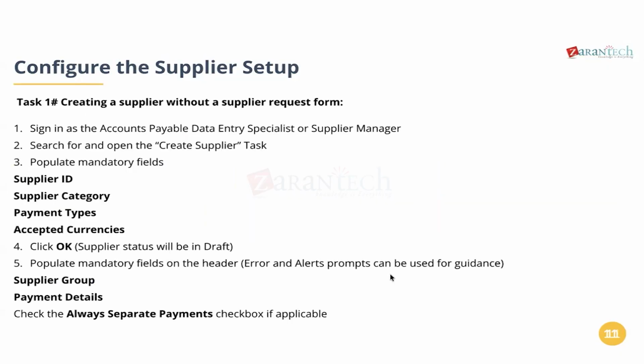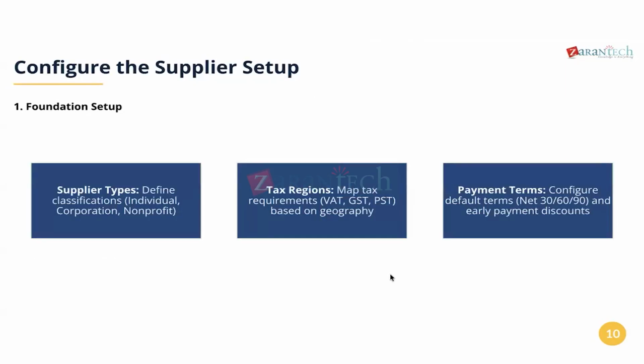So before we start the task, a few more things before we do the supplier setup. The first is the supplier category. Till now we have seen spend category. Similarly, we need to have a supplier category. Each and every supplier must be associated with a supplier category, and they can be associated with only one supplier category.